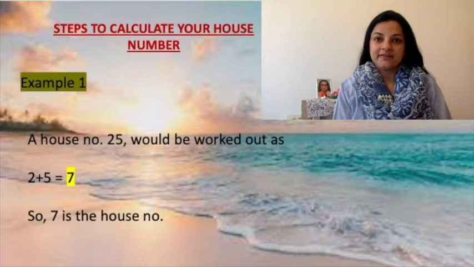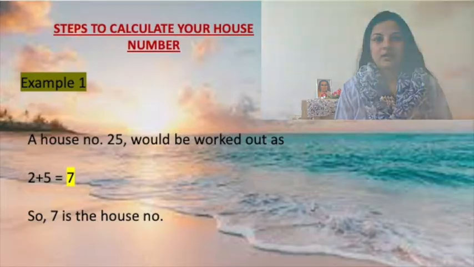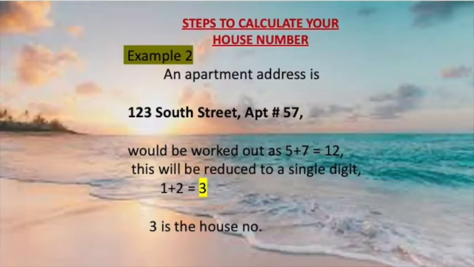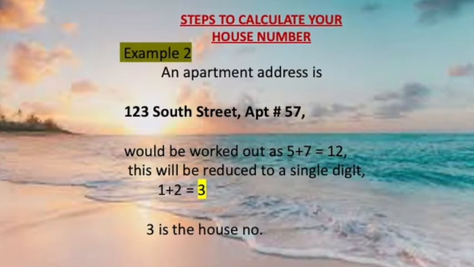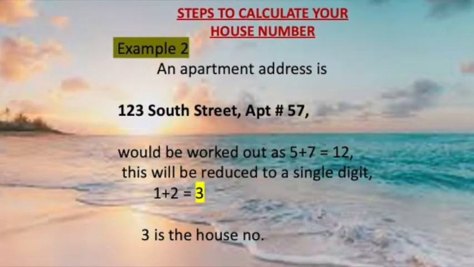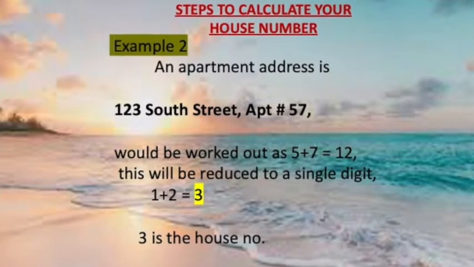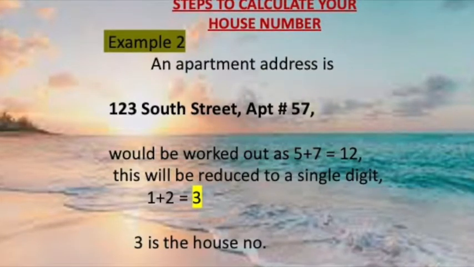So let's first see how you can calculate your house number. For example, a house number 25 can be worked out simply by adding the digits of your house number, which is 2 plus 5 in this case, so 7 will be your house number. Let's take another example where an apartment address is 123 South Street, apartment number 57. Here we do not take 123, just the number of the apartment, which is 57, and this will be again, as usual, reduced to a single digit, that is 5 plus 7 is 12. Again 1 plus 2 is 3, so 3 will be the house number.